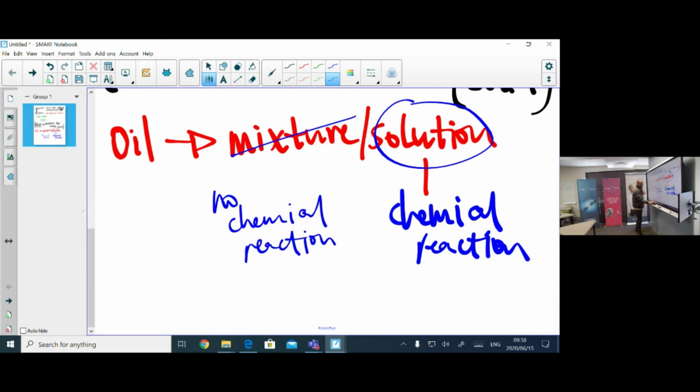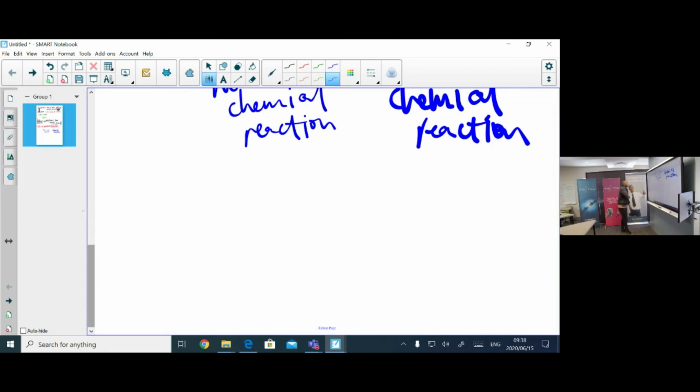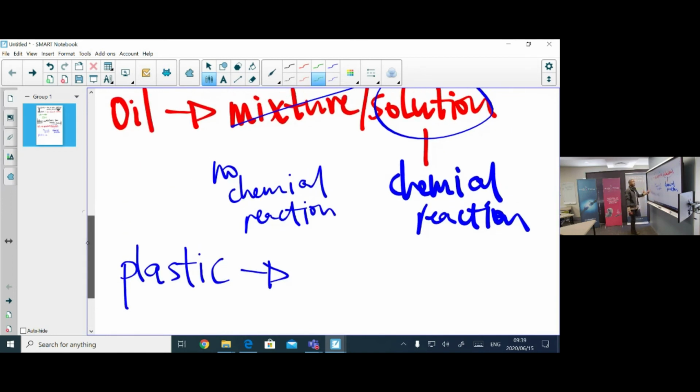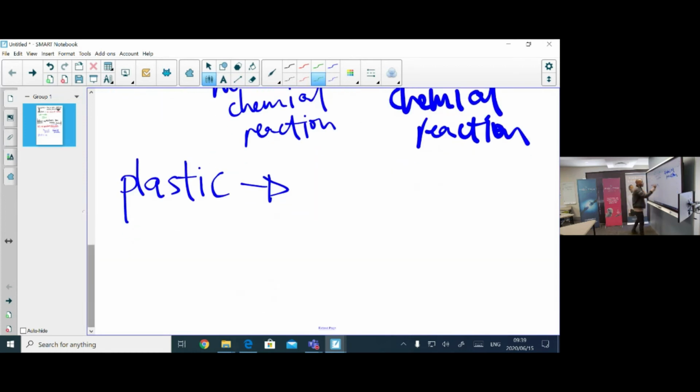Let's look at another example. When we are having plastic. Plastic is a substance that has different other material in it. In plastic, we know that we have materials that have been chemically bonded to each other, meaning plastic does not make a mixture, but also makes a solution. Plastic is a solution as well.